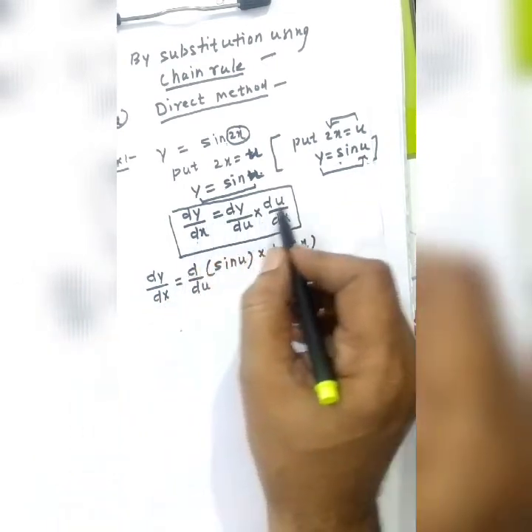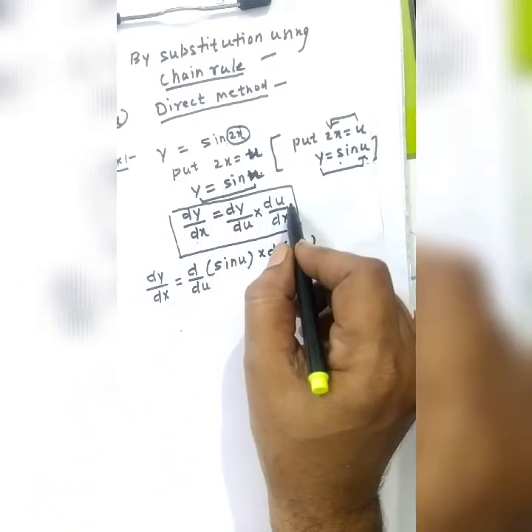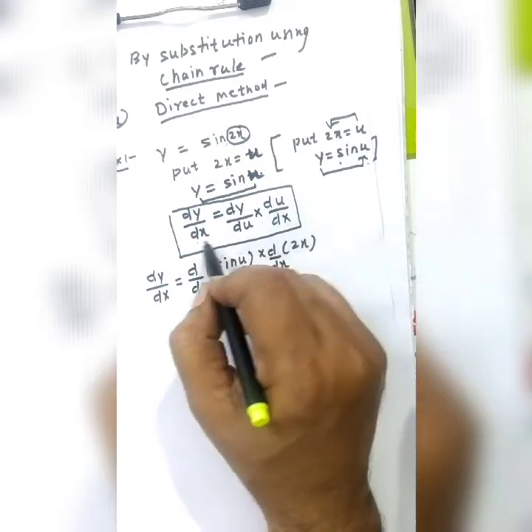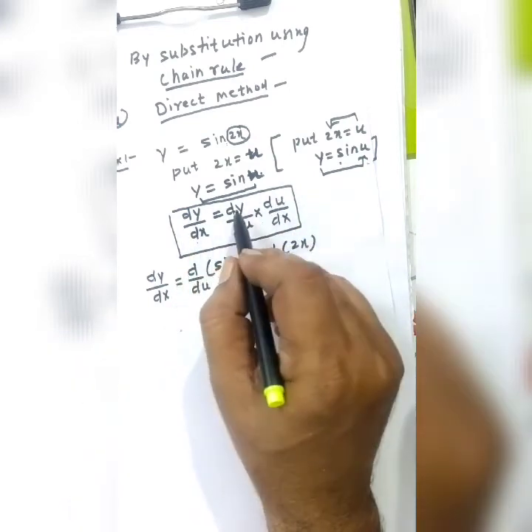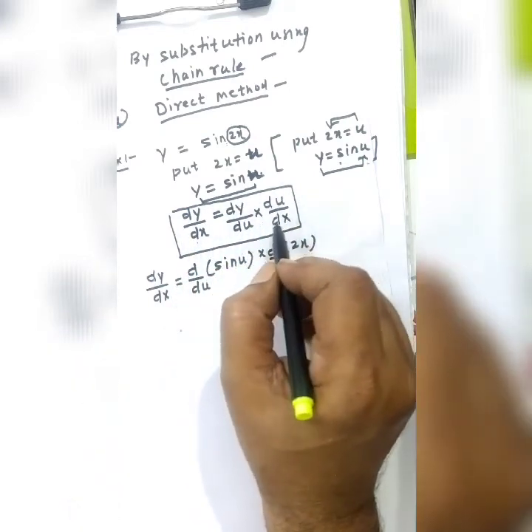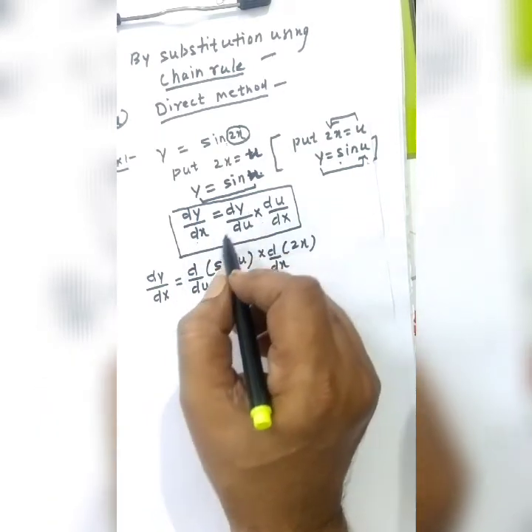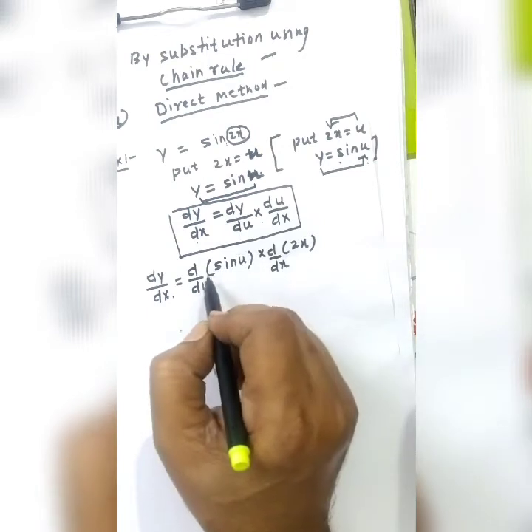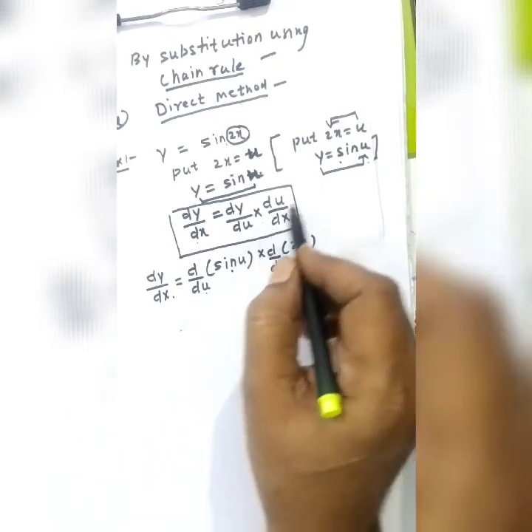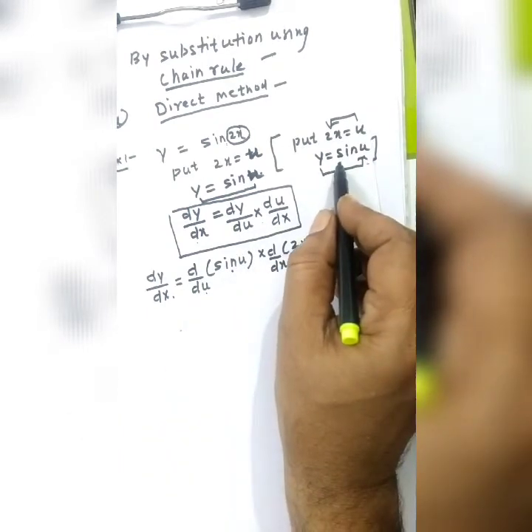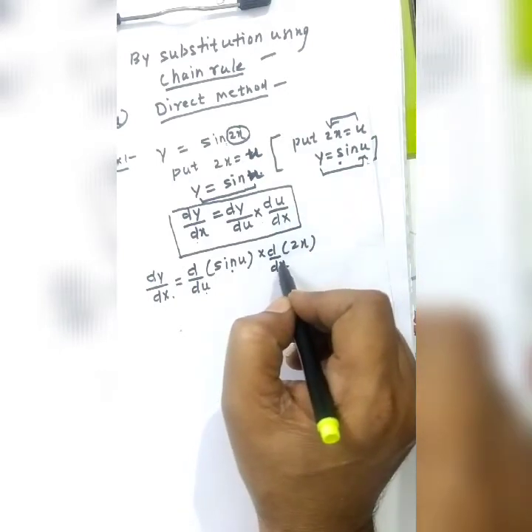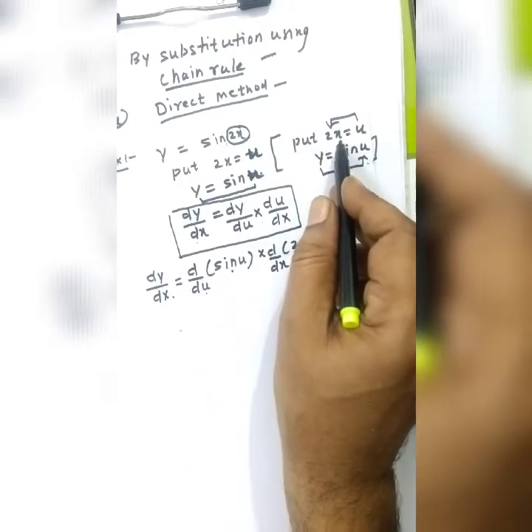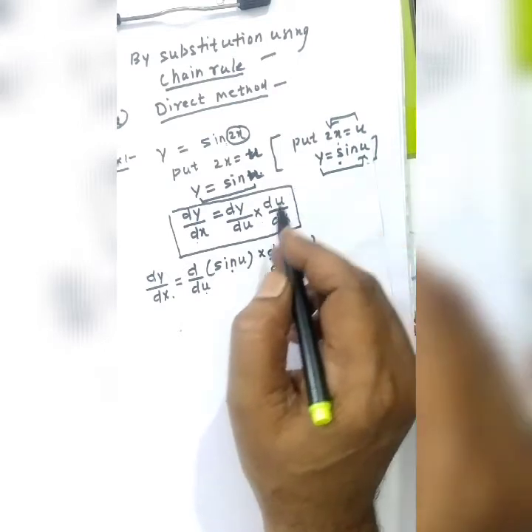So this is the formula for chain rule, or this is a formula which we call chain rule. So dy by dx is dy by du into du by dx. Using this formula I will write dy by dx is equal to dy by du, which is d by du of y. Y is, from this we can write, sin u. And du by dx is d by dx of u. From this we can write u is equal to 2x.